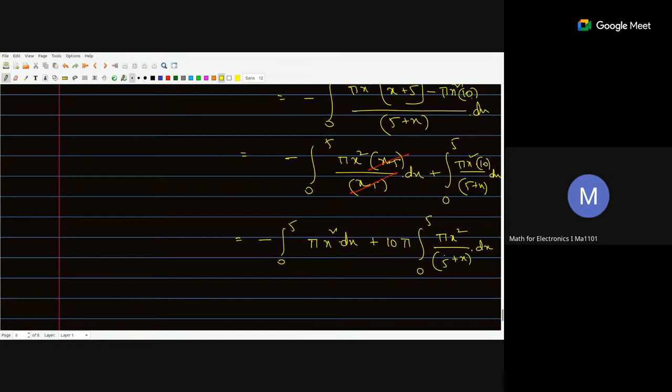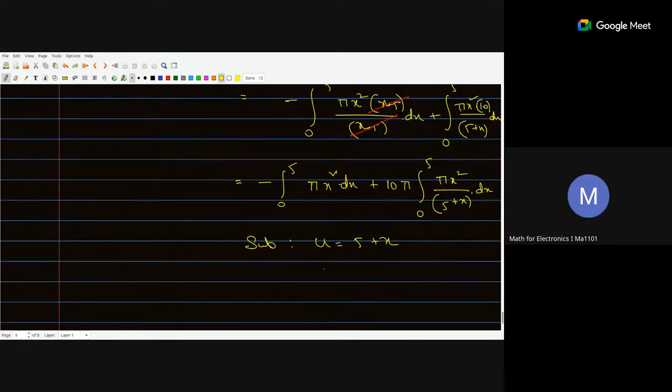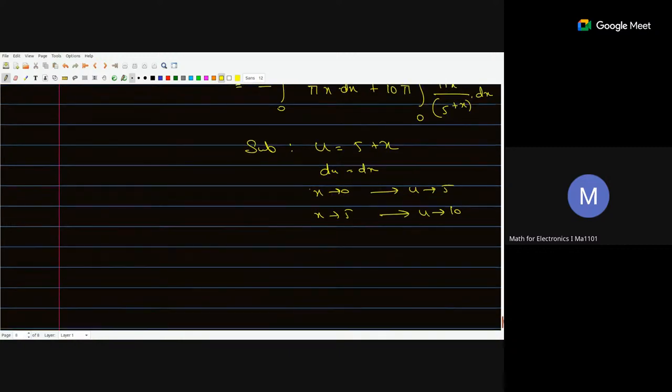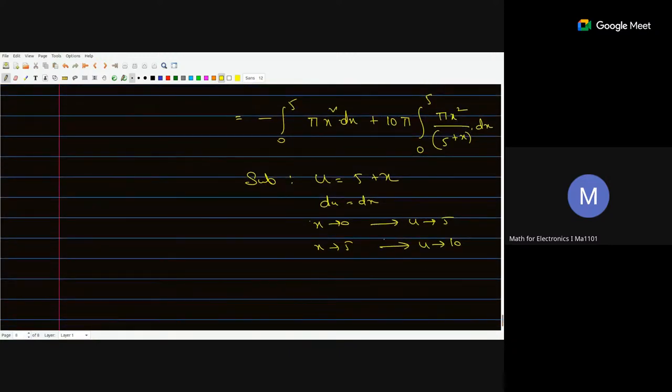Take 5 plus x as u, substitute u as 5 plus x. Now du becomes dx. When x goes to 0, u goes to 5. When x goes to 5, u goes to 10. Now, substituting all these things, we get 10 pi integral 5 to 10 of pi, 5 plus x whole square. Okay, x square is u minus 5.